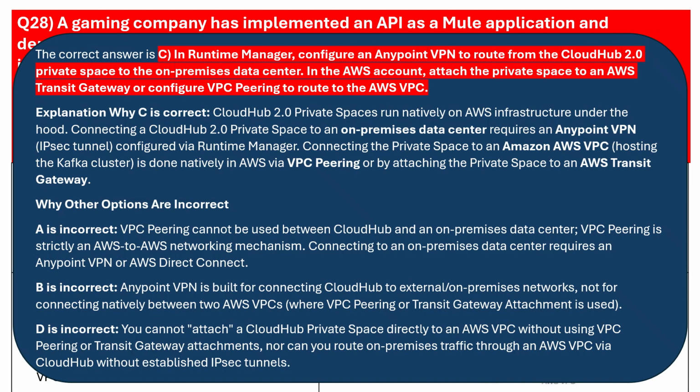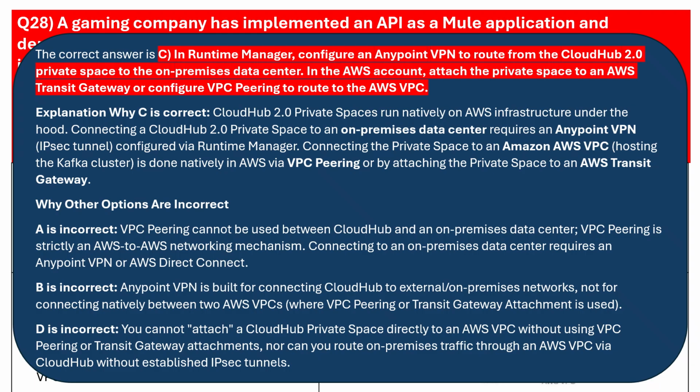The correct answer is C. In Runtime Manager, configure an Anypoint VPN to route from the CloudHub 2.0 private space to the on-premises data center. In the AWS account, attach the private space to an AWS transit gateway or configure VPC peering to route to the AWS VPC. Explanation why C is correct. CloudHub 2.0 private spaces run natively on AWS infrastructure under the hood.